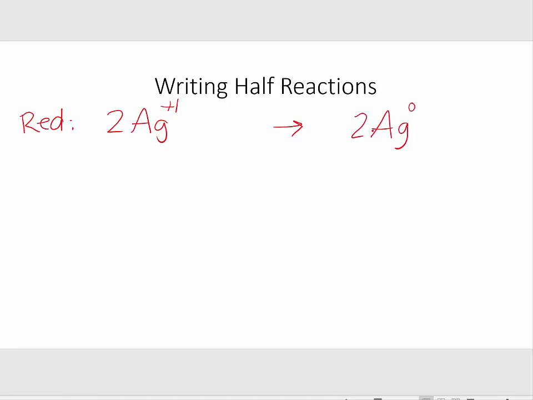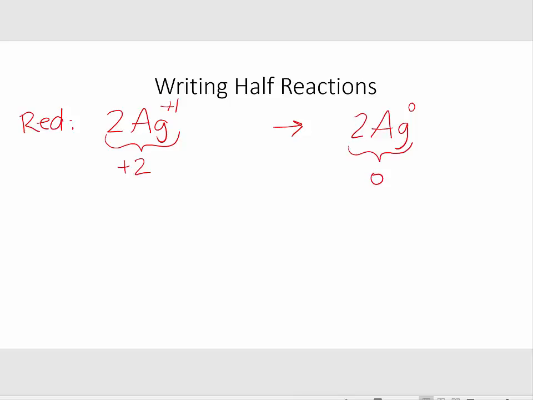So now, I've got my reduction half reaction almost complete. Last thing I need to do is add electrons. So, which side has a higher charge? And what is that charge? So on the left, I have 2 silver atoms, each with a +1 charge. That means it must be +2 overall. It must have a +2 charge overall. On the right-hand side, I have 2 silver atoms, but they're both neutral. So this one's total charge is 0.